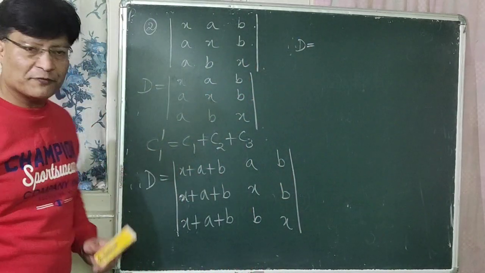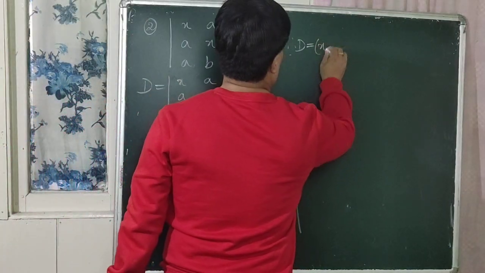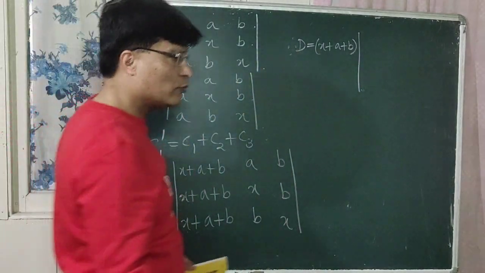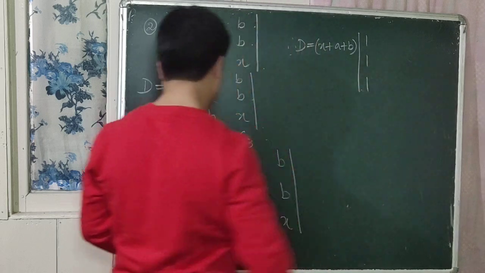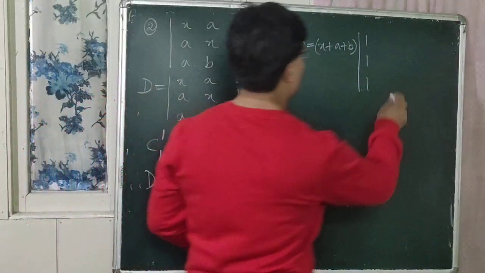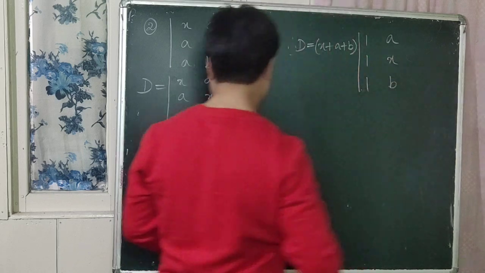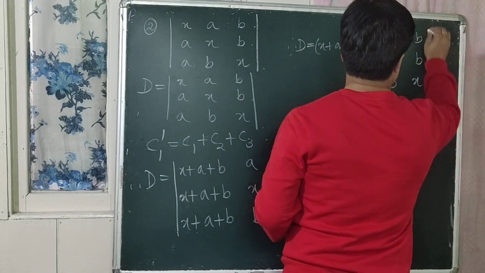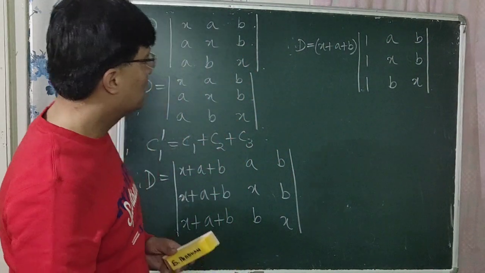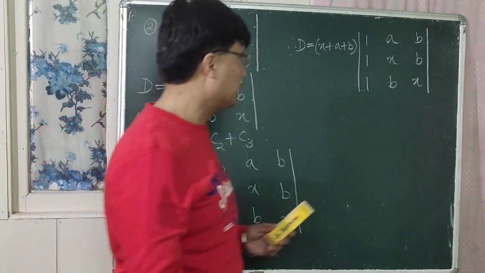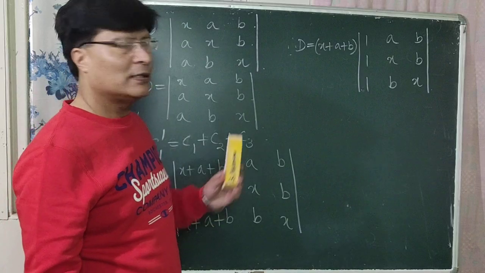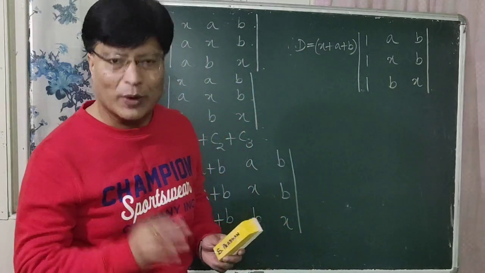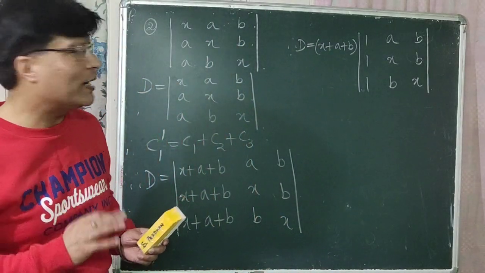So the first column is changing, but we are getting the same elements in the first column. Now, the second column and third column remain the same: A, X, B and B, B, X. Is it clear? Now, in the next step, what will we do? You can use property number 4. You can take common from the first column, right? So now, therefore, D is equal to, what is common from the first column? X plus A plus B.